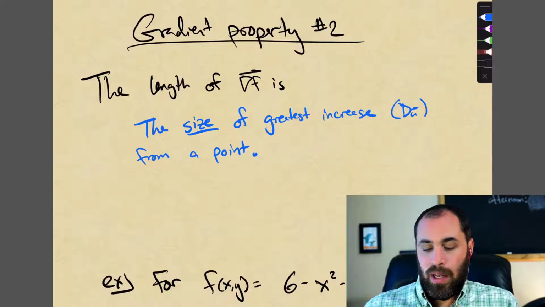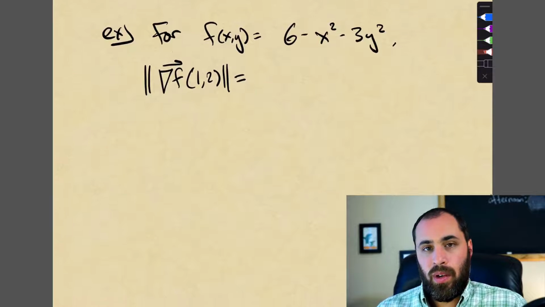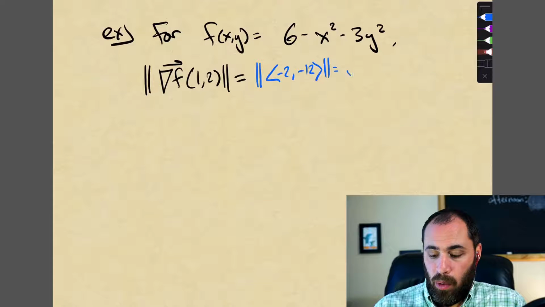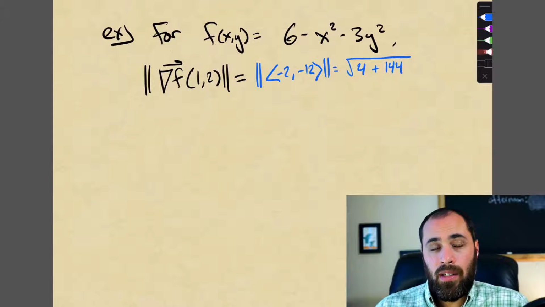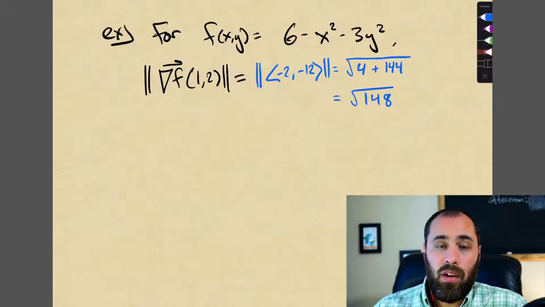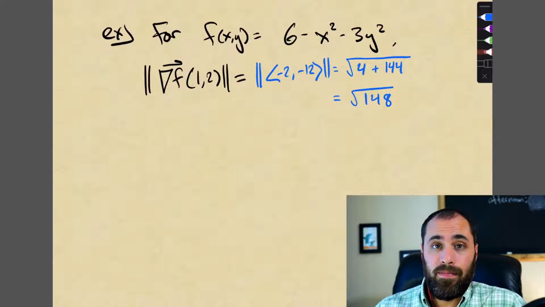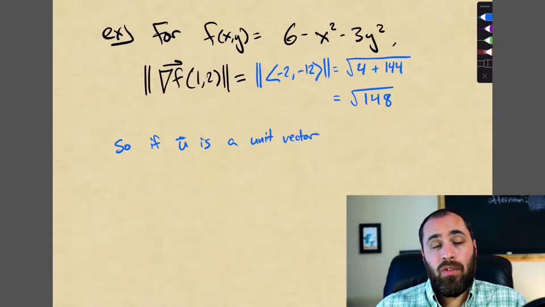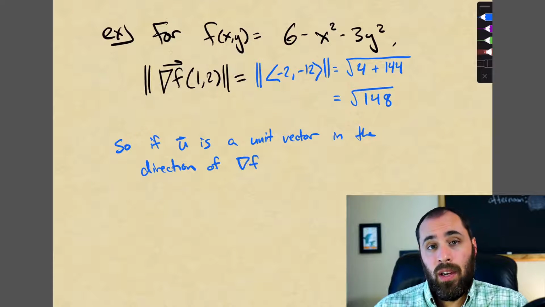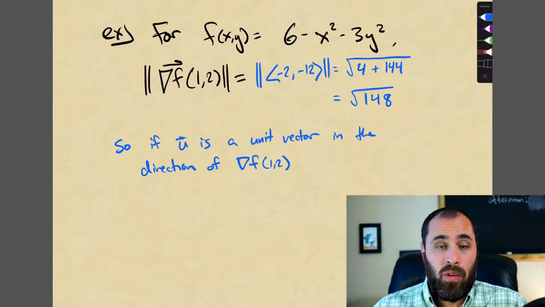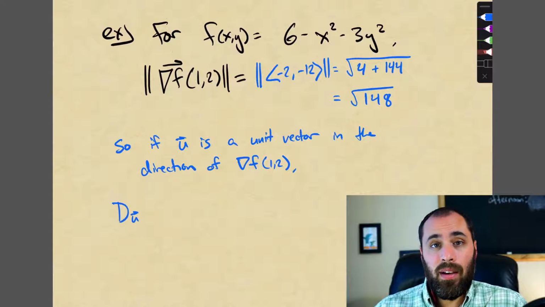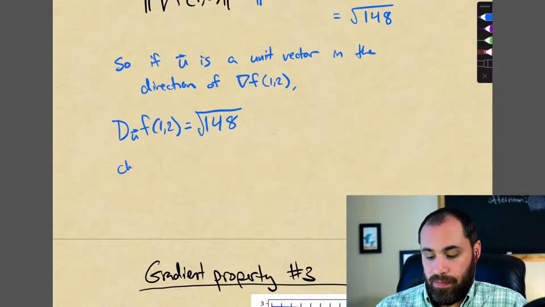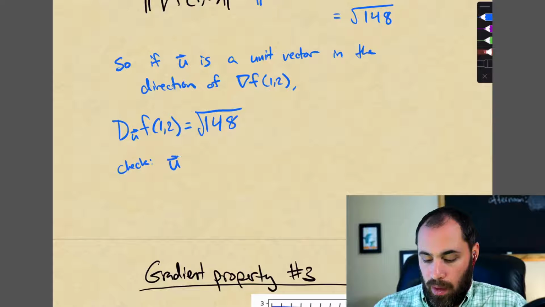Let's go back to our example, the function 6 minus x squared minus 3y squared. From the point (1, 2), the gradient, we can check, has a magnitude of square root of 148. So, according to what I just said, the directional derivative in the direction of the gradient should be square root of 148. The slope we would experience walking in that direction should be this number, root 148. Let's check that that's true.